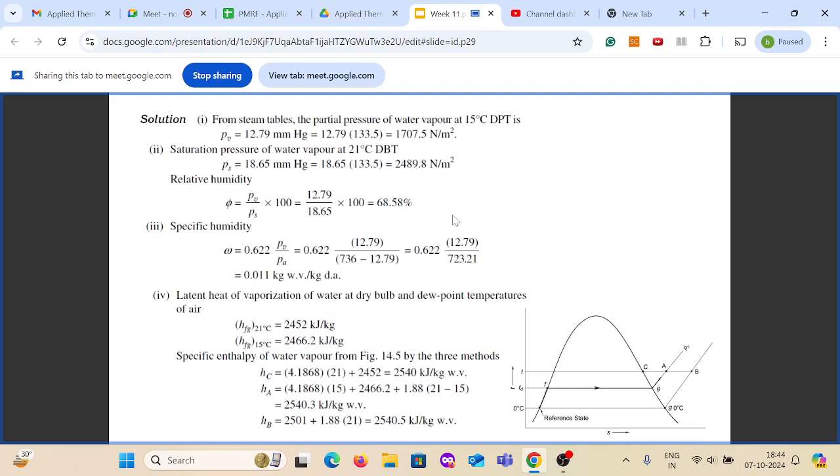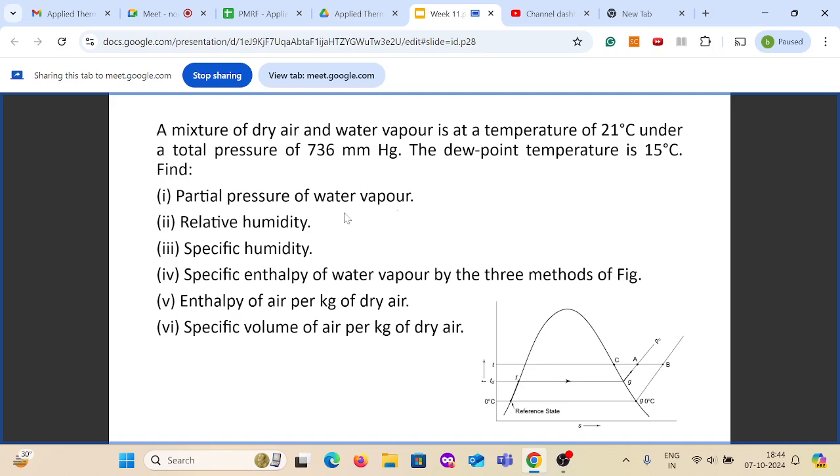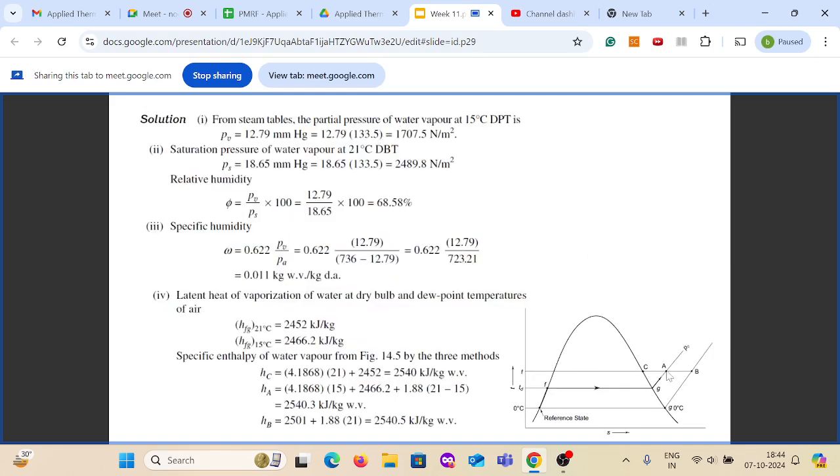So first, you need to find out the partial pressure of water vapor. The pressure corresponding to this dew point temperature will be your partial pressure of water vapor. So it is 12.79 mm of Hg, or 1707.5 Newton per meter square, or 1.7 kilonewton per meter square, or kilopascal.